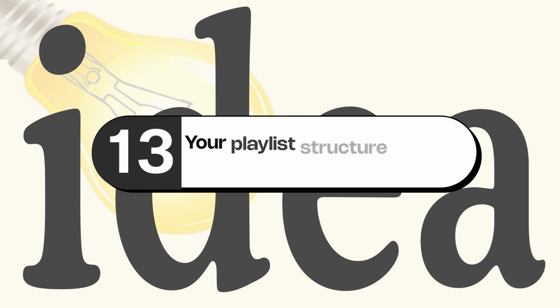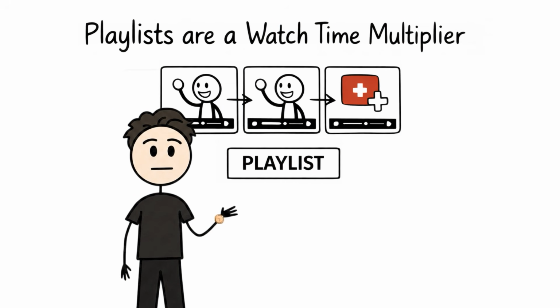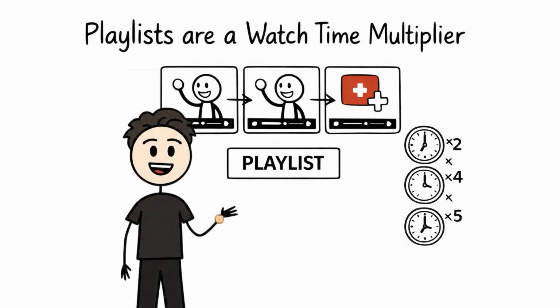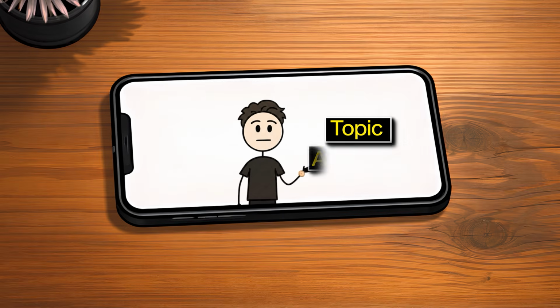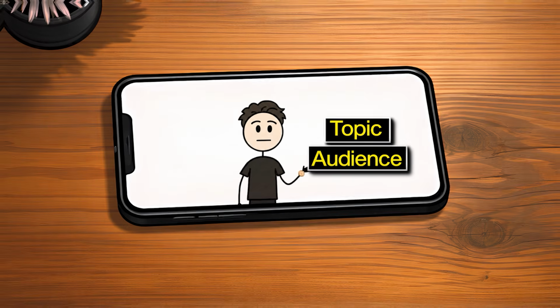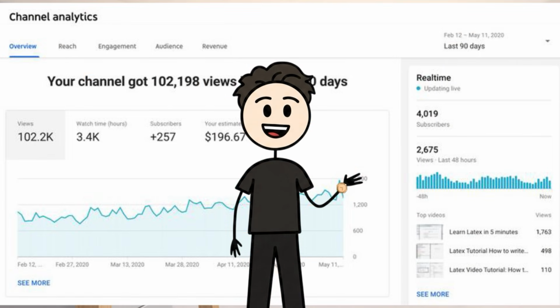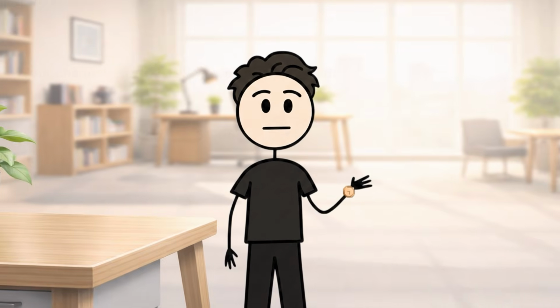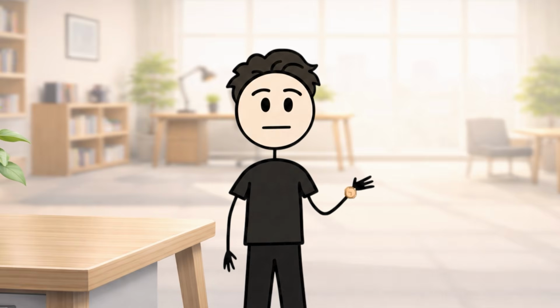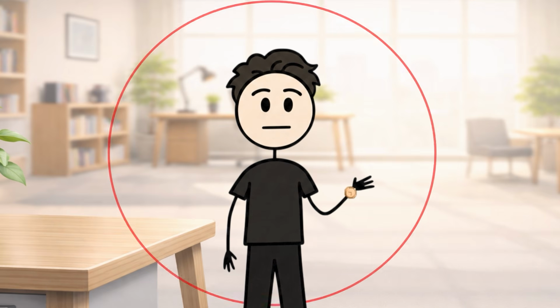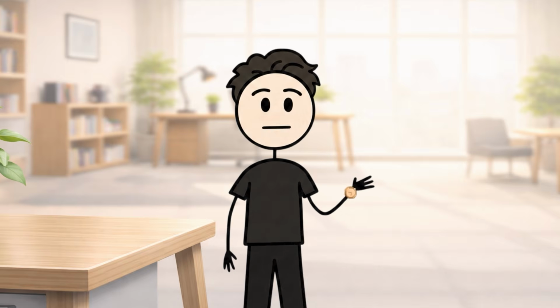Number 13, your playlist structure is a mess or non-existent. Playlists are a watch time multiplier. When a viewer finishes one video in a well-structured playlist, the next relevant video autoplays. If your playlists aren't organized by topic and audience intent, you're missing this entirely. Number 14, you're publishing at the wrong time. Check your YouTube analytics for when your existing audience is most active. Publishing when your core viewers are online gives your video the best chance of accumulating early watch time signals, which affects how broadly YouTube tests it.